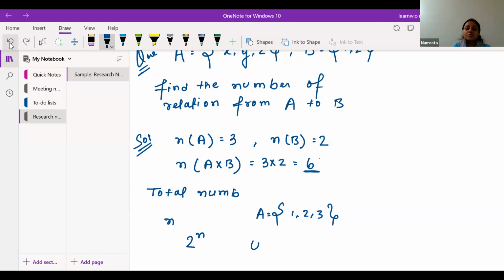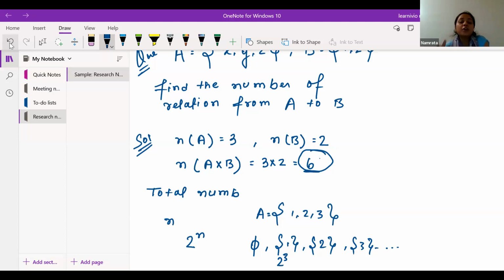Here we used to list down all the subsets, that is, 5 can be one of the subsets, 1 can be one of the subsets, 2 can be one of the subsets, 3 can be one of the subsets. Like this we used to list down, and the total number of subsets will be 2 to the power 3. Similarly, here when 6 elements are there, then the total number of possible subsets will be 2 to the power 6, right? Yes, ma'am. So here, find the number of relations from A to B. The number of relations from A to B will be 2 to the power 6.